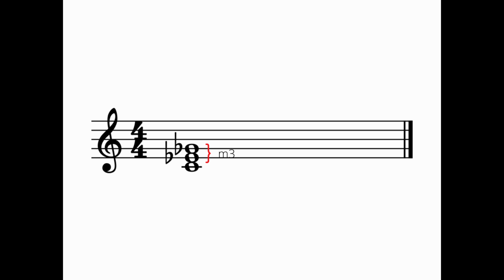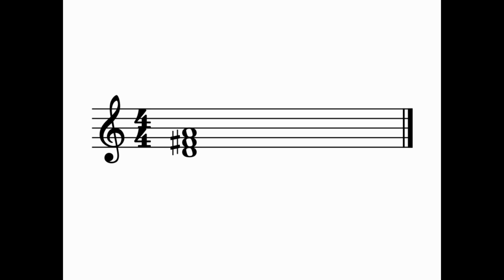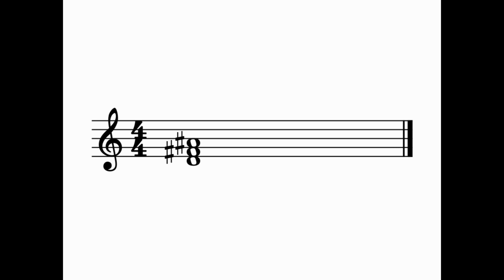To create an augmented chord, we begin with a major chord. We'll be using D major, which has the notes D, F sharp, and A. We raise the 5th of the chord 1/2 step, in this case, A natural to A sharp. This creates 2 major 3rds, one from D to F sharp, and another from F sharp to A sharp. An augmented chord sounds like this.